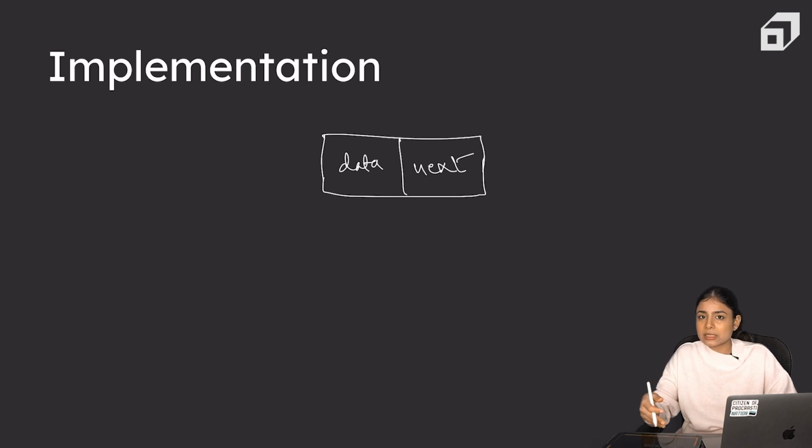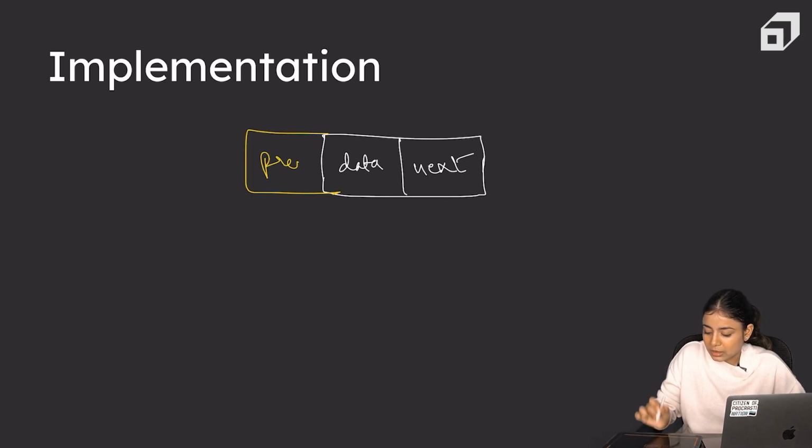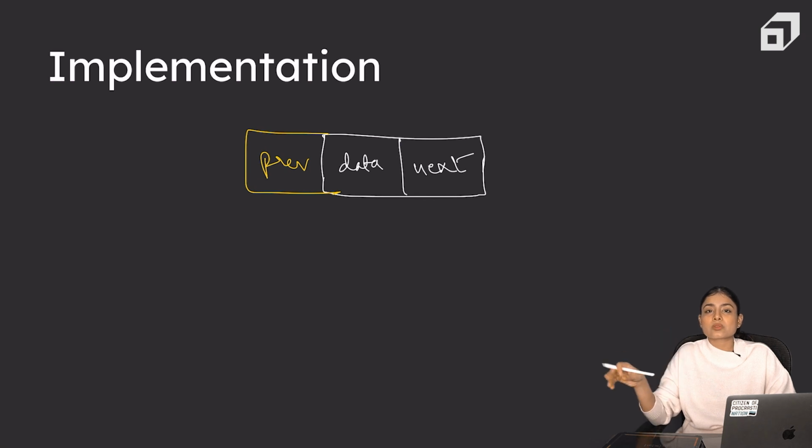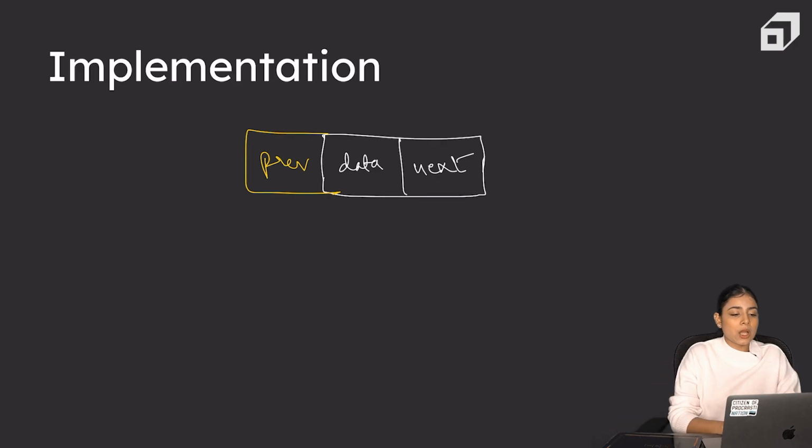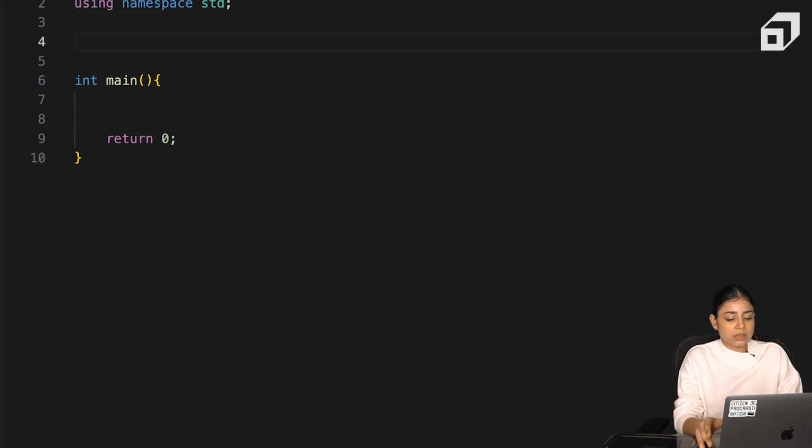If it's a singly linked list, it will be this. If it's a doubly linked list, then we'll have an additional pointer previous. Okay, so no change in the node structure, just one change would be there. The last node's next would be pointing to my head node. Okay, so let's see how we're going to implement this in code.